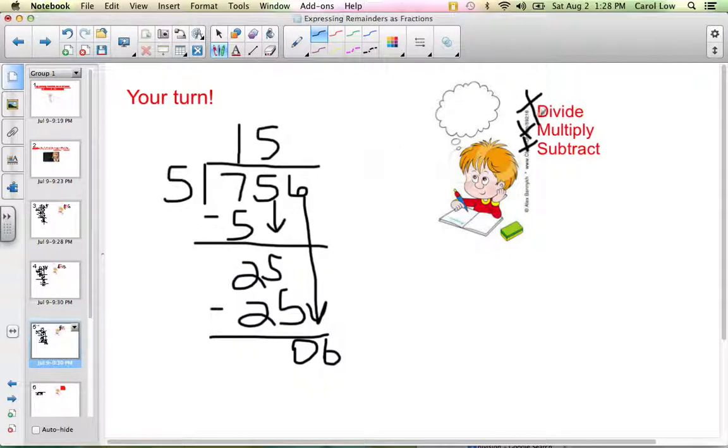And 6 divided by 5 is 1. And 1 times 5 is 5. And then I subtract. 6 take away 5 is 1. And there aren't any more numbers to bring down. So I'm going to express the remainder as a fraction. So I put it up here, and then I put this number right here. So our answer is 151 1/5.